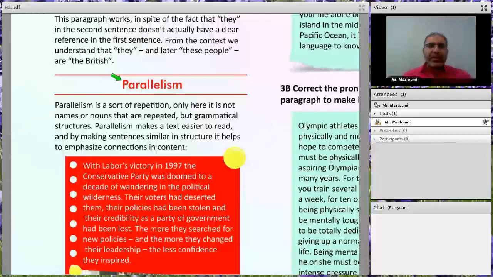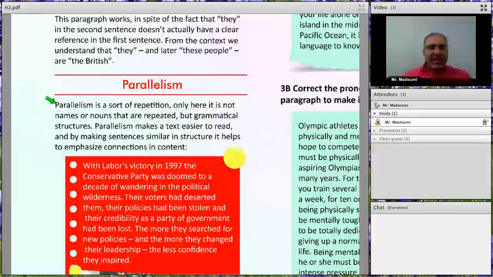They are adjectives. Or Ali got up, opened the door, and left the room. So got up, opened the door, and left the room. These are phrases. You see, they are parallel. They are similar structures. So let's see. Parallelism is a sort of repetition. Only here, it is not names or nouns that are repeated, but grammatical structures.